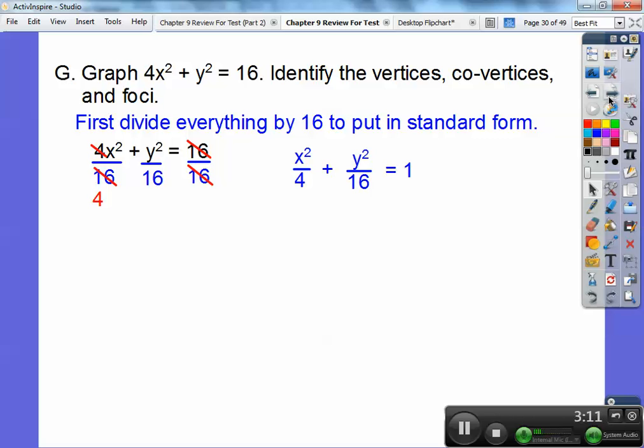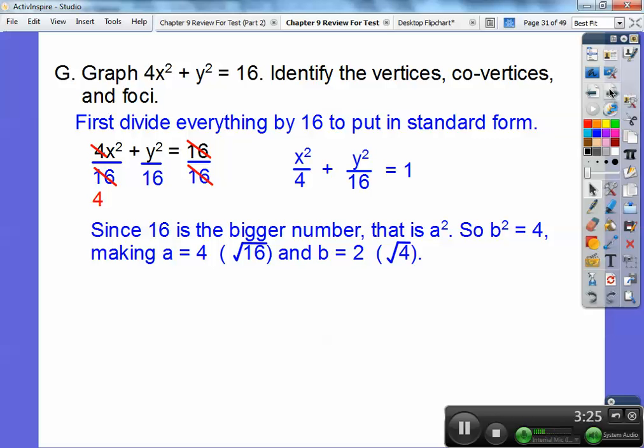All right, now on ellipses, we want to know which one has the bigger number underneath it. So the y squared has the bigger number. So this is my a squared, and this is my b squared right here. Since 16 is the bigger number, a squared is 16 and b squared is 4, making a equal to 4 and b equal to 2, because it's the square root of those.